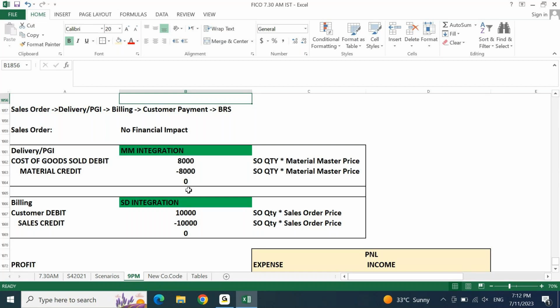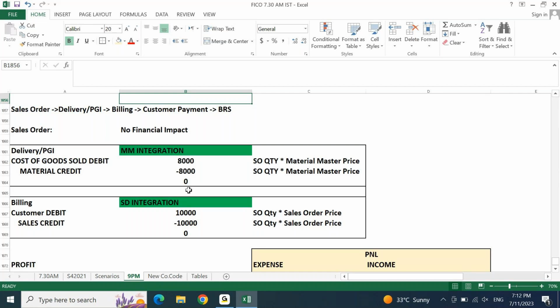That is how it will be if you use moving average price. The system will not take price differences; it will adjust with the material itself. The price difference account is possible only with the standard price, not moving average price.